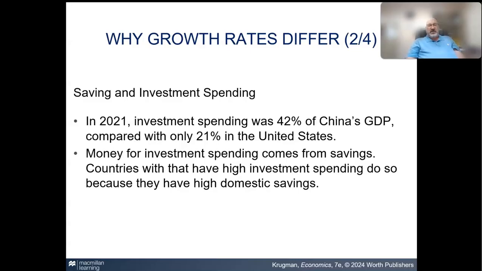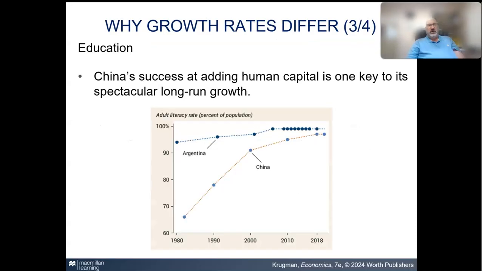So savings and investment spending. In 2021, investment spending was 42% of China's GDP compared with only 21% in the US. So money for investment spending comes from savings. Countries that have high investment spending do so because they have high domestic savings. So if you have the savings, you'll have the high investment, and then you'll just keep rolling. It becomes a great cycle.